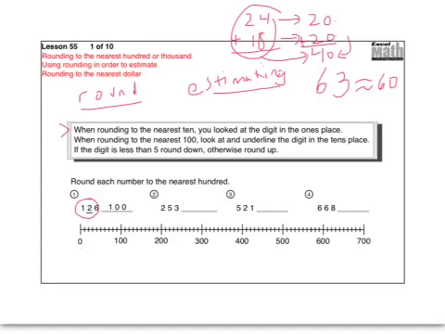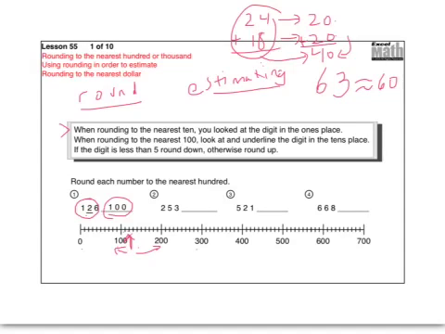So here's a number line with hundreds written on it. Each one of these little dashes in here represents 10. So 126 would be about right in here somewhere. It's hard for me with my stylus to give it to you exactly. And you can see that that's much closer to 100 than it is to 200. So that's why we rounded 126 to 100.